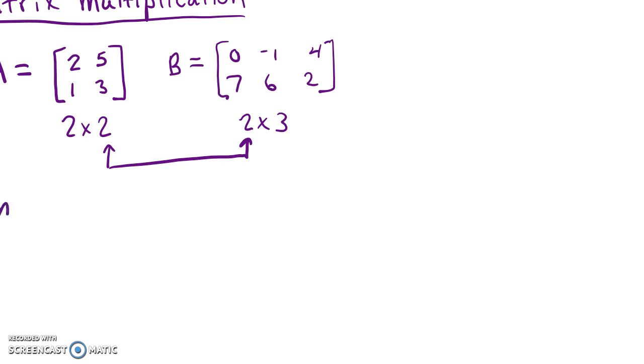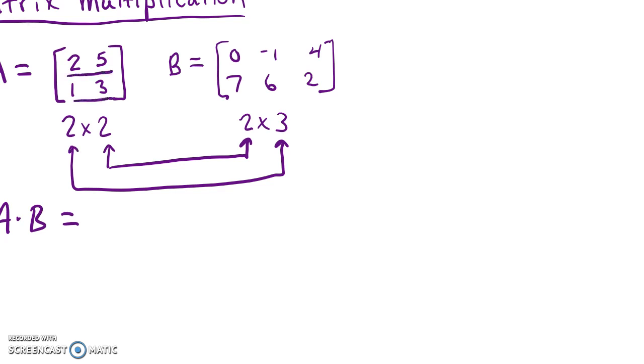Now, when we multiply A times B here, we're going to end up with a 2 by 3. And you can tell that by looking at the outside numbers. The reason we're going to get a 2 by 3 is because we're going to be multiplying 2 rows times 3 columns. So we're going to end up with 6 total answers.